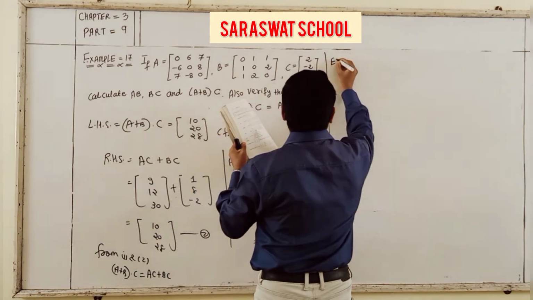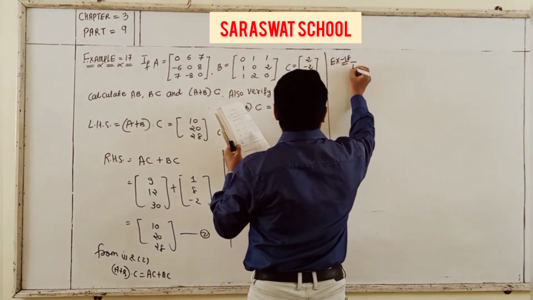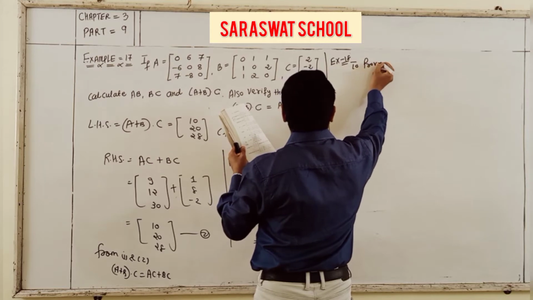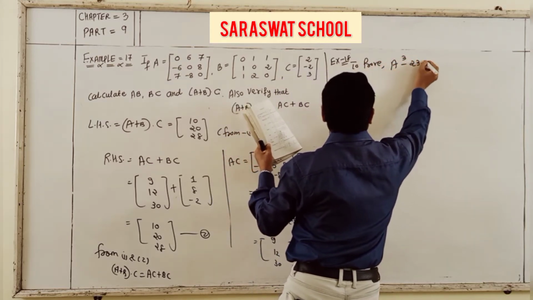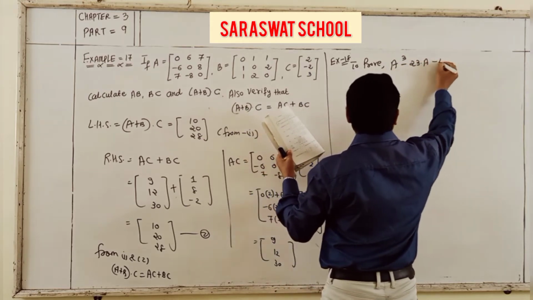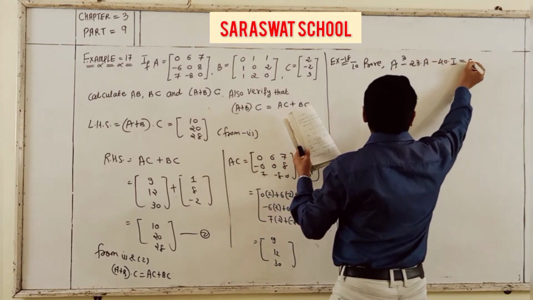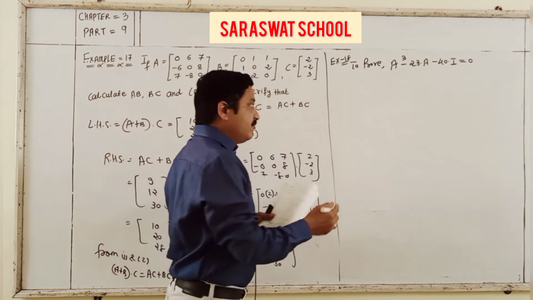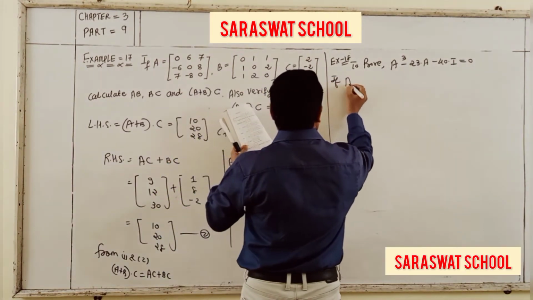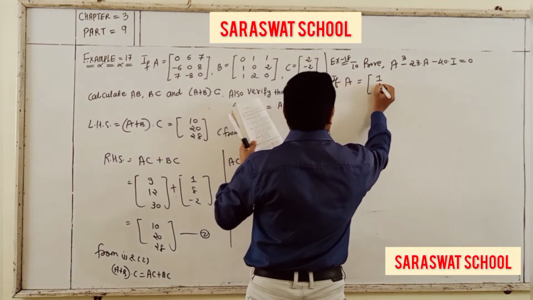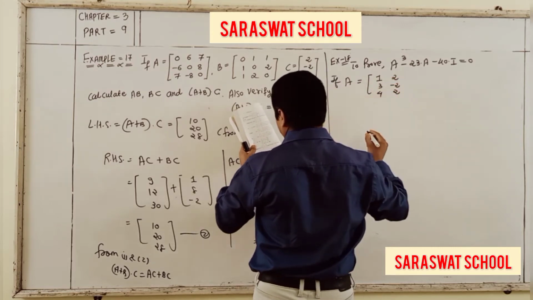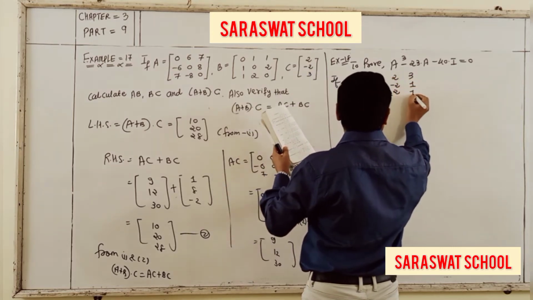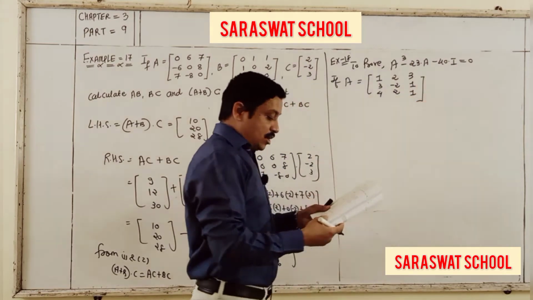Example 18: prove that A cube minus 23A minus 40I is equal to 0, if A is given as [1, 3, 4; 2, -2, 2; 3, 1, 1].